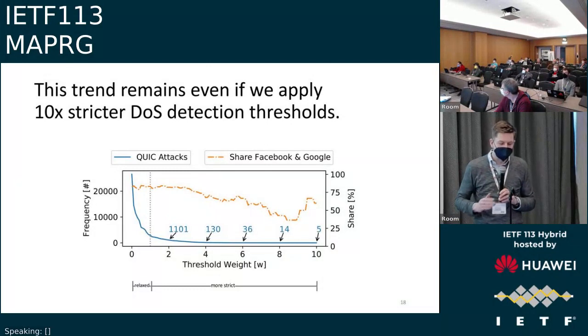And what you see, even if we put a much stricter, 10 times stricter denial of service threshold, we still find a decent number of attacks. And second, that is shown by the orange curve, the share related to content delivery networks is more or less independent of this. Next slide.